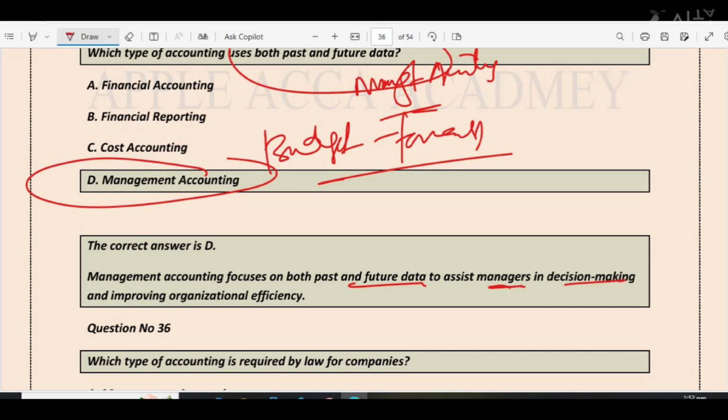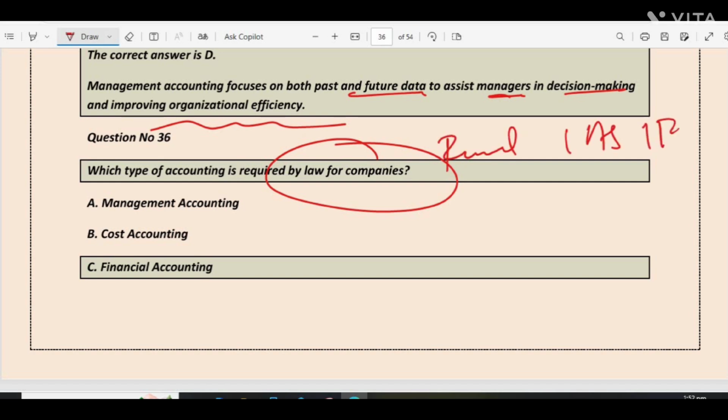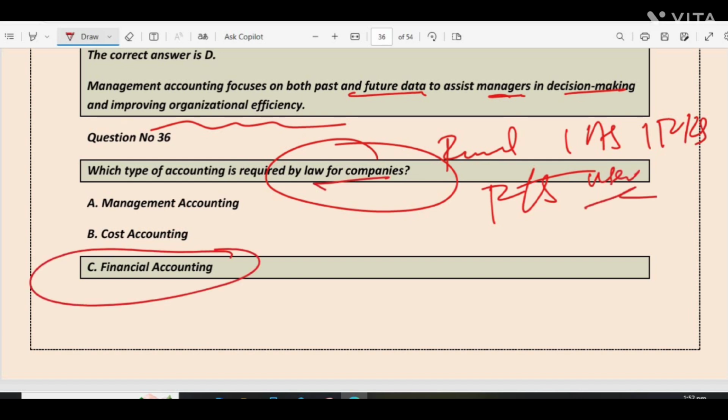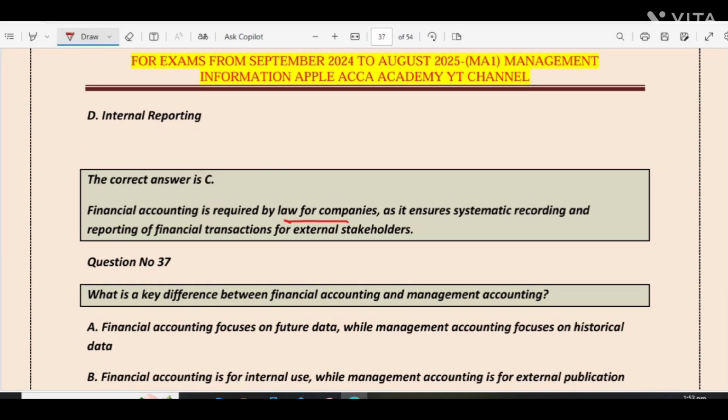Here, now 36: which type of accounting is required by law? And that is your financial accounting. That is why we are using IFRS accounting standards when you are reporting the financial statements to the external user. So for that reason, you have to follow it. This is required by law, that you have to produce financial statements using a proper standard. Financial accounting is required by law for the company, as it shows the systematic recording and reporting of the financial transactions for external users. So the element of external gives us the idea that this should be required by law.